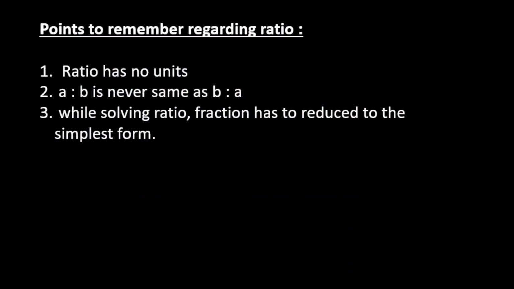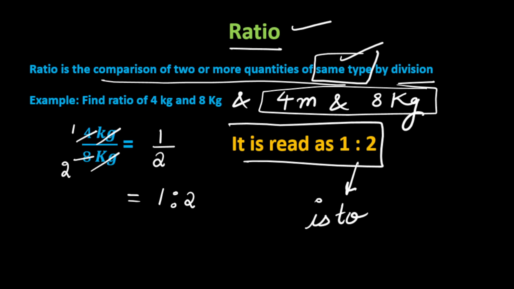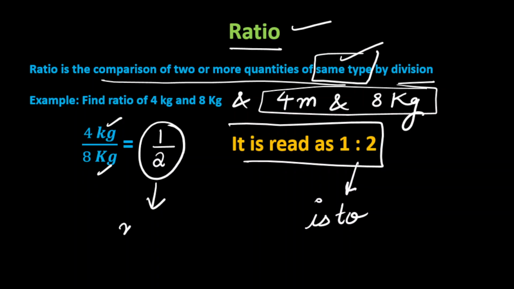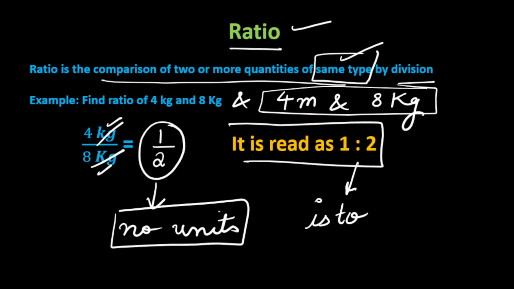So points to remember while doing ratio. First of all, ratio has no units. Here in the previous one we can see, as we have found the ratio, we found it in the form of simple numbers. Initially you can see the quantities have units. Kg is the unit, here also kg is the unit. But after finding the ratio, here we can see no units. Why no units? Because the same units are going to get cancelled. So that's why ratio has no units.